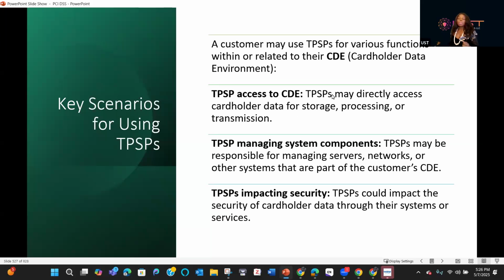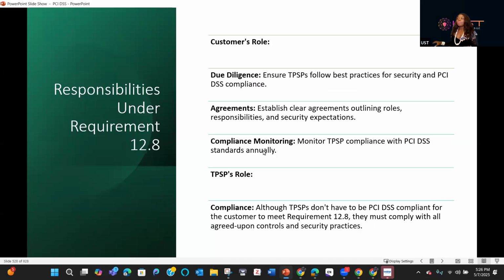First, I'll just say third-party vendors might directly access cardholder data for storage, processing, or transmission, some of the things I've covered. Or they might even be responsible for managing servers, networks, or other systems that are also part of the cardholder data environment. Still, how is this impacting security? Of course, the third-party vendors could impact the security of the cardholder data through their systems or services. Just having access to that, of course, you definitely impact the security, right?